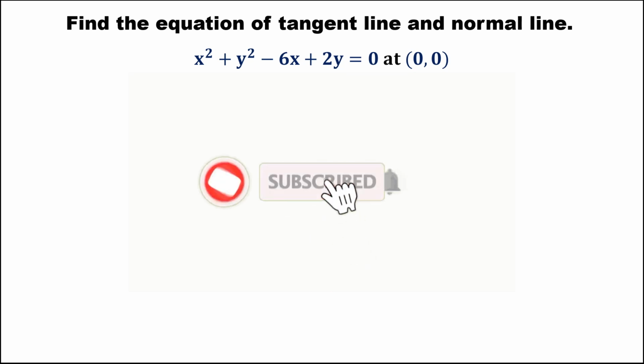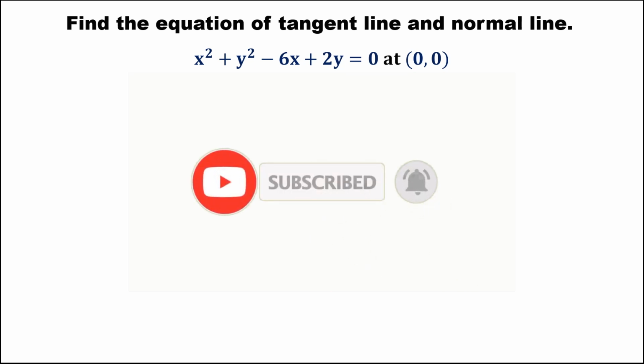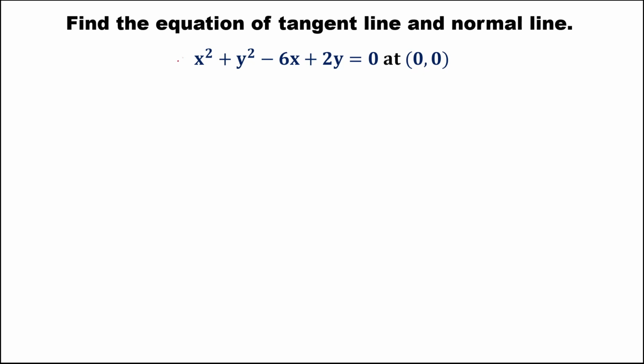So for this problem, to find the equation of a tangent line and a normal line at the given point (0, 0), first we need to find the derivative. The derivative of x squared is 2x, then plus the derivative of y squared. Take note that for every derivative of y, there must be a y prime.